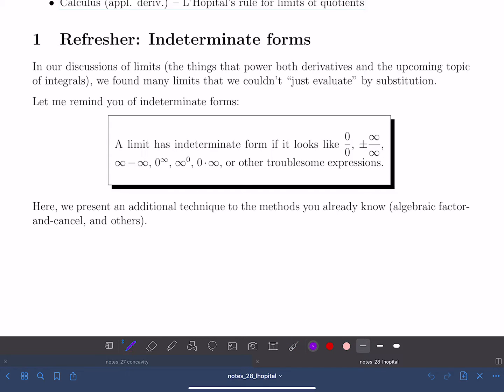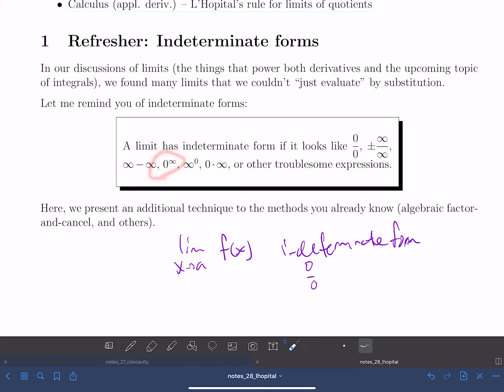Before we talk about L'Hopital's rule, we need to talk about indeterminate forms because it's probably been a little while since we've done limits. And so I'd like to remind you that we're talking about the limit as x approaches a of f of x. That's an indeterminate form if I have something like 0 over 0, infinity over infinity, infinity minus infinity, 1 to the infinity, infinity to 0, 0 times infinity. There are all sorts of ways that whatever f of x is presents challenges to determining what the limit is, if in fact it exists.